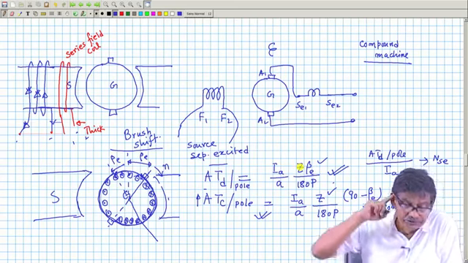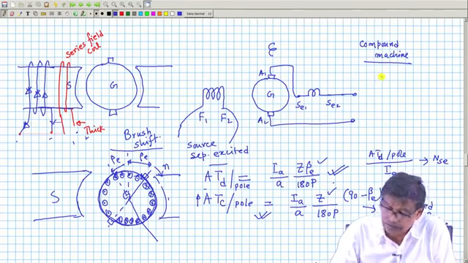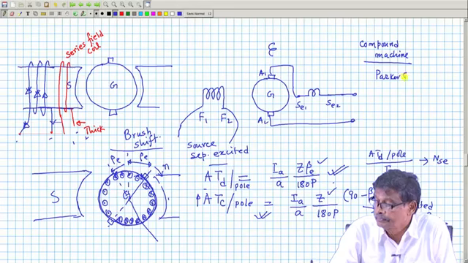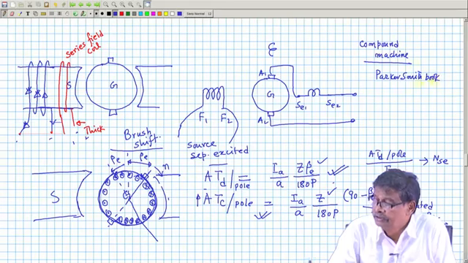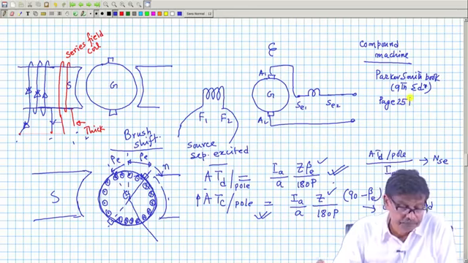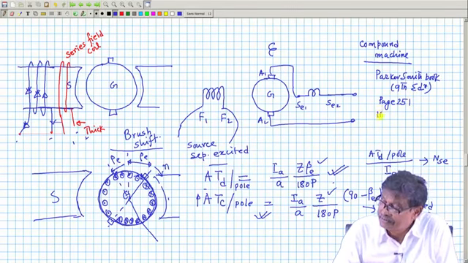So, I will request you to try to solve at least these 3 problems from Parker Smith's book, of which I have a copy of the 9th edition, page number 251, problems 16, 17 and 18.